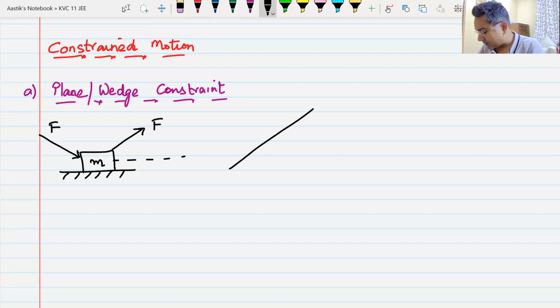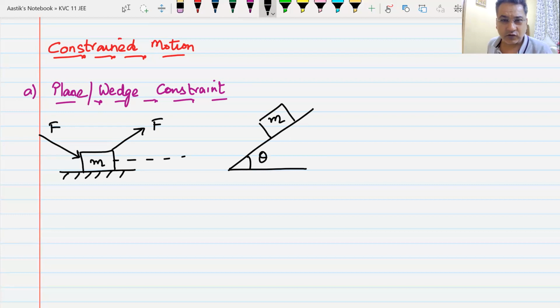Similarly, if a body is kept like this on an inclined plane, you can call this inclined plane a wedge also. If I keep a body here, and we have seen that case where this inclined plane was smooth, the body was not supposed to fly off. It could not fly off. The body can only move along this direction, along the inclined plane. It cannot move perpendicular to the inclined plane. That is what I call plane constraint or wedge constraint. Do we understand this?